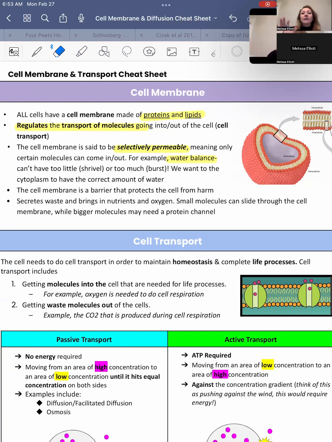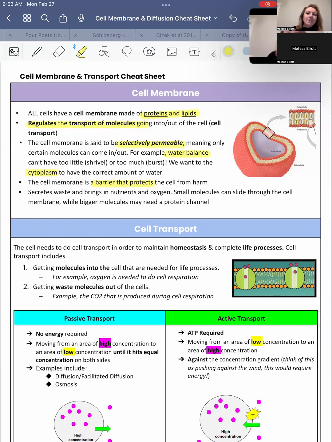I want to remind you that plant cells have that nice cell wall that surrounds the cell membrane that will prevent the cell from bursting. All right, we're going to highlight cytoplasm here just so that we know that we're worried about the water balance in the cytoplasm. The cell membrane is a barrier that protects from harm. I do want to remind you guys that it won't protect the cell from harm altogether, but it tries to protect it the majority of the time. So for example, a virus can still get in sometimes.